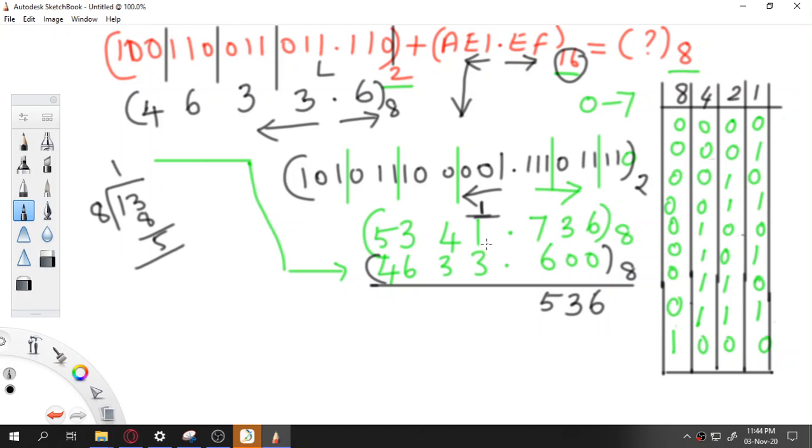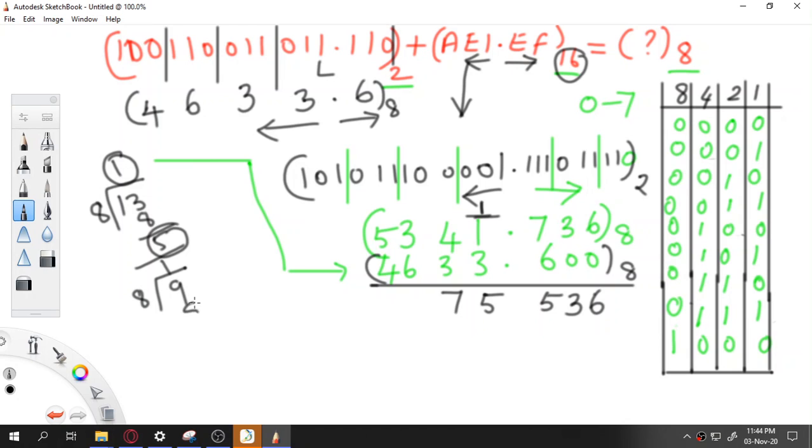Okay, so you have to add this number 3 plus 1 plus 1, this is actually 5. Till 7 there is no issue. When the sum goes beyond 7, then we have to convert into an octal number this way, by dividing and getting the remainder as well as the quotient. Now coming to this number, 4 plus 3 is 7, that is not a problem, and 6 plus 3 is 9. There is no 9 in the octal number. So again we have to convert this.